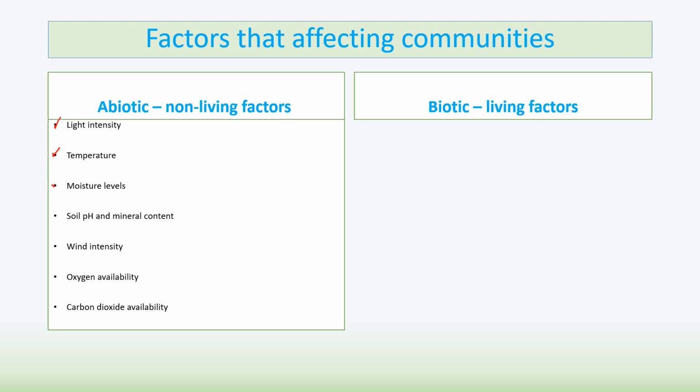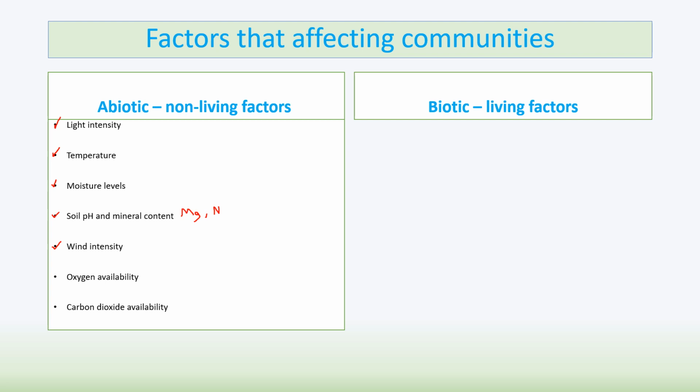Moisture levels. All living things need water. There's so many roles of water. If you go back to the first few lessons you'll do in biological molecules on this course. Soil pH, mineral content. Well, if the pH is wrong, it will denature enzymes, preventing the plants from growing. Minerals are needed. So, for example, the mineral magnesium is absolutely essential in making chlorophyll. So if you don't have magnesium in the soil, you won't have any chlorophyll. And nitrogen, in the form of nitrates, is vital for growth. Wind intensity. If it's really too windy, plants won't be able to stand up and grow.